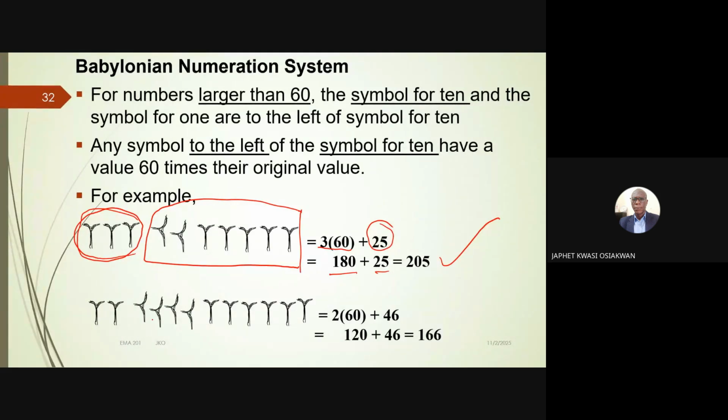Look at the second example also. We have 1, 2, 3, 4. That is 40. Then 1, 2, 3, 4, 5, 6. That is 46. This one here represents 46. You remember we are saying from 1 to 59, you can just write it that way. But if you jump over the 10 to the left and put any other symbol before the 10, it represents 60 times that number. So what I have circled here is 46. Now the value here is 2. So that will be 2 times 60, which is 120. 120 plus 46 will be 166. Okay, so now you can ask your question. Any question?